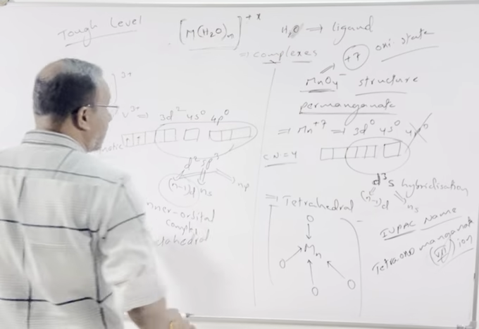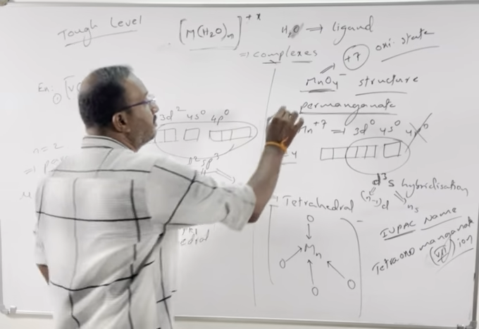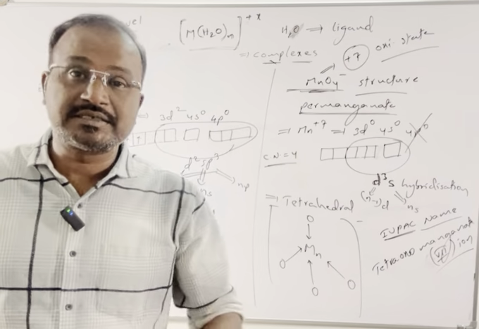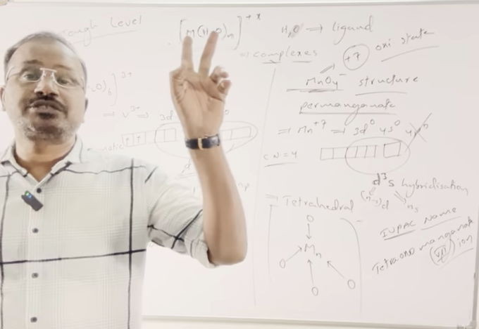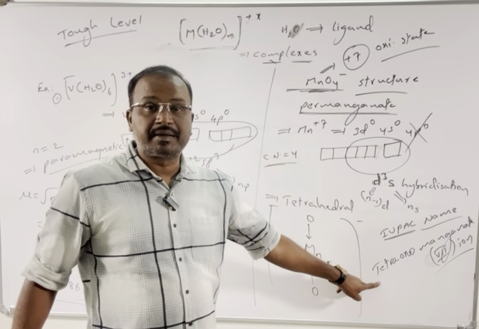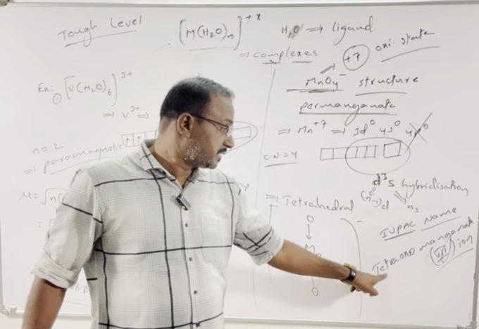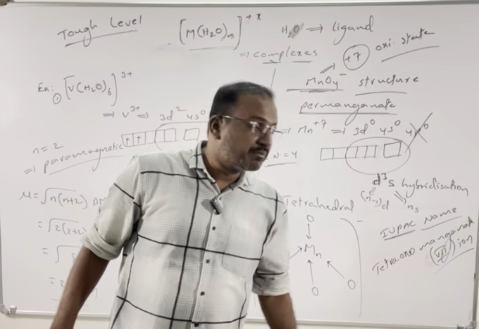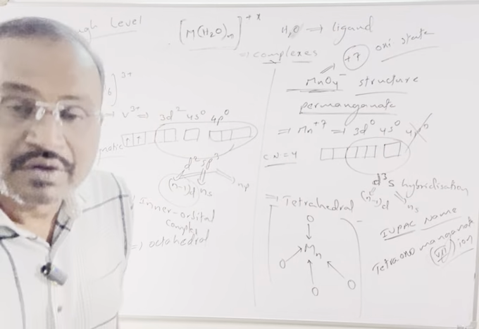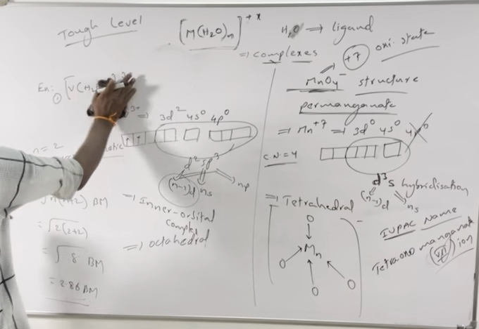This is the actual structure of MnO4 minus. It is not sp3 hybridization. The actual IUPAC name of permanganate is tetraoxomanganate(VII) ion. Like that, we have another molecule.